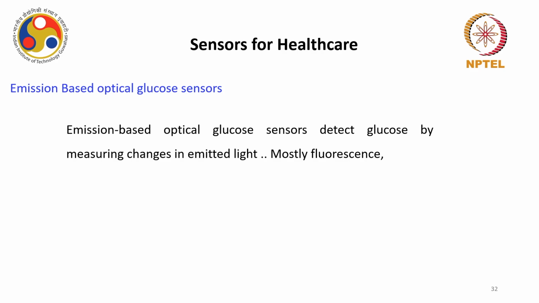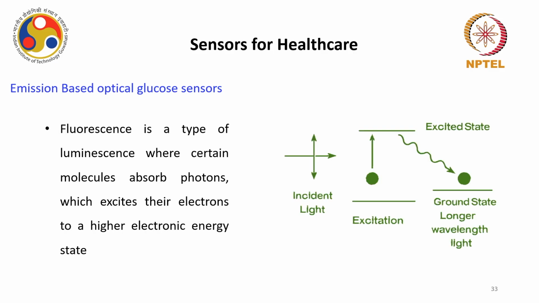Then we have emission based optical glucose sensors. This is another type of optical glucose sensors. Emission based optical glucose sensors detect glucose by measuring change in the emitted light, mostly in terms of fluorescence. I hope that most of us know what fluorescence is. We have studied this concept in lower classes.